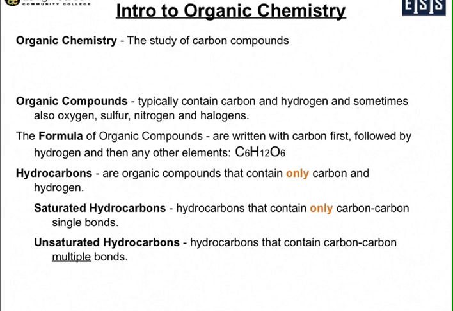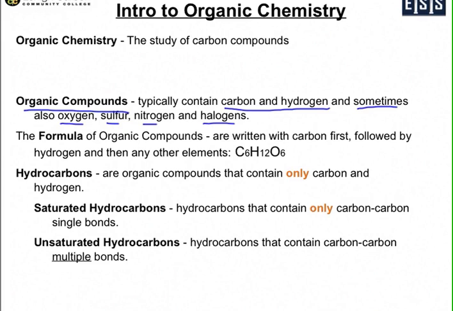Organic compounds basically need to contain carbon and hydrogen, but they'll sometimes also have, most commonly, oxygen, sulfur, nitrogen, and the halogens, but they can also have just about any other element on the periodic table.